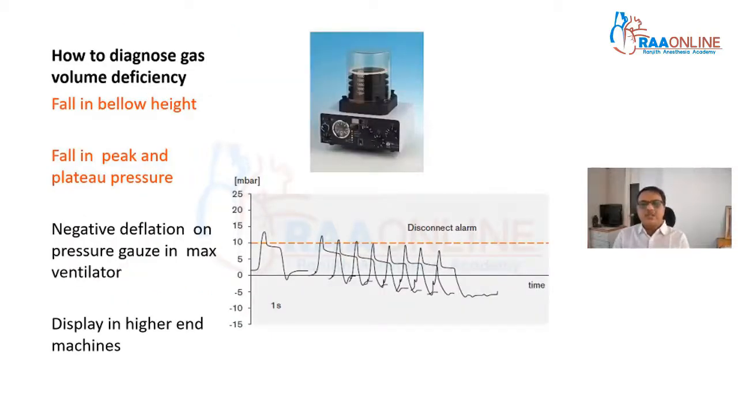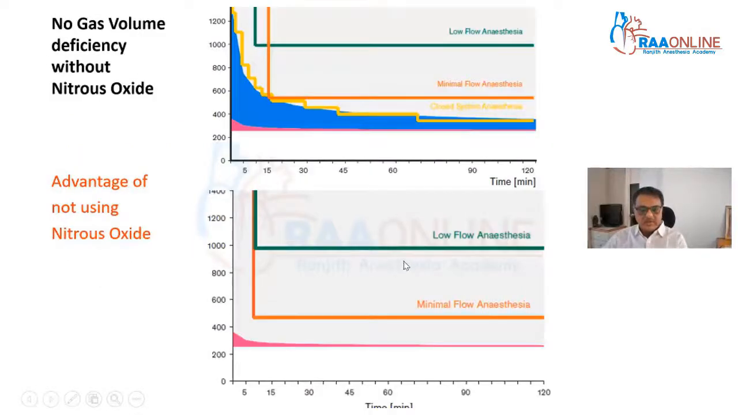Now, how to diagnose gas volume deficiency? Gas volume deficiency can be diagnosed in a bellows-driven machine by a fall of the bellows. If your bellows is going down, not touching the top portion, it is suggestive of a leak or a gas volume deficiency. Or if you are using a piston-based circuit, then a collapsing bag is indicative of gas volume deficiency. Or if your plateau pressure is gradually going down, that is suggestive of gas volume deficiency.